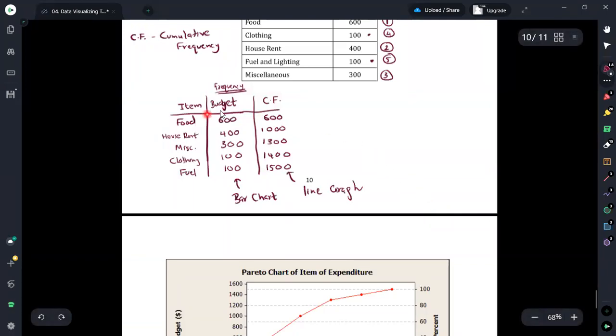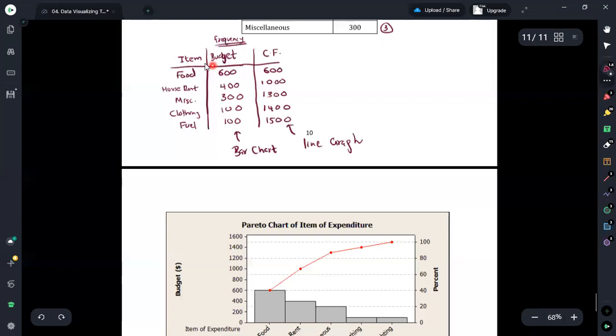Okay, now what we have done is we have arranged these categories in descending order of their frequency. Here we have considered the budget, the amount that they are spending for those categories, as the frequency. Once we have rearranged them in descending order, we have obtained a set of values like this.